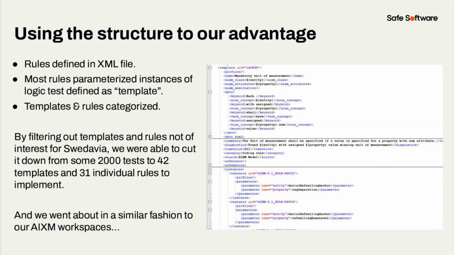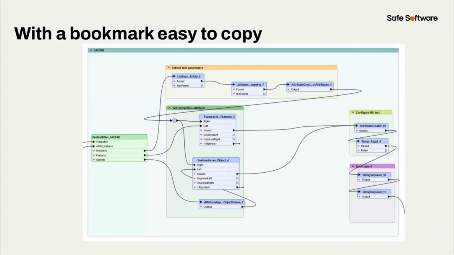So we noticed that most of these rules were parameterized instances of logic tests and templates, and you can see that in the image as well. And they were also categorized very well. So by starting to filter templates and rules, in the end, we only had to implement 42 templates and 31 individual rules instead of 2,000-something rules from the Excel file. So when we noticed that, we went about it similarly to our AIXM workspace job. We created easy to copy bookmarks with some custom transformers.